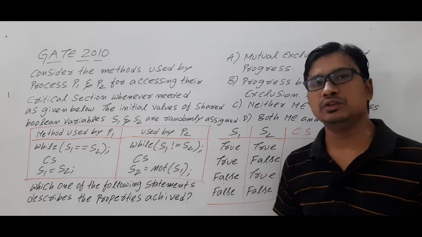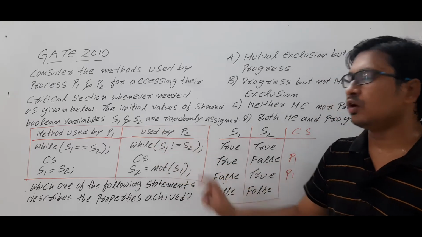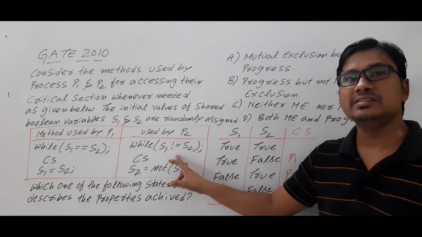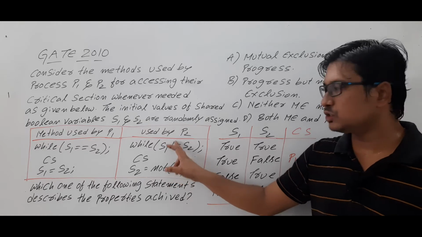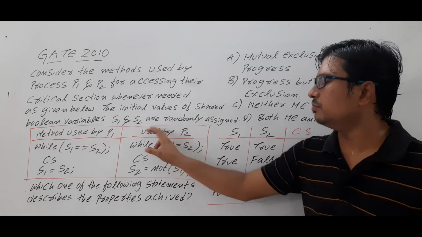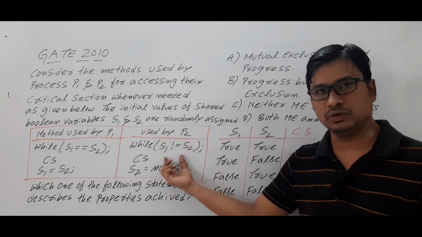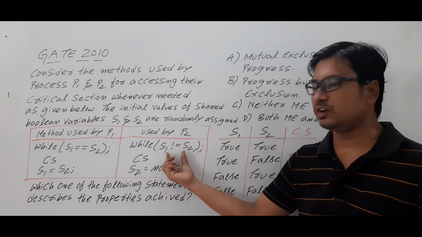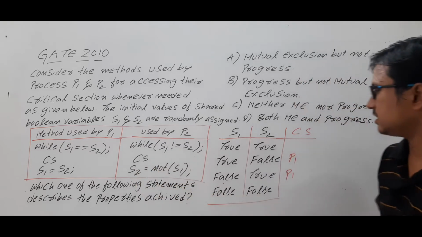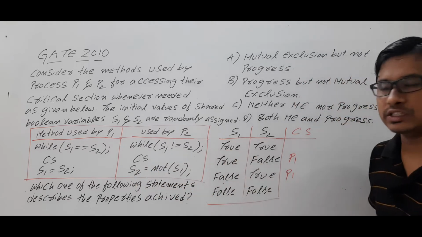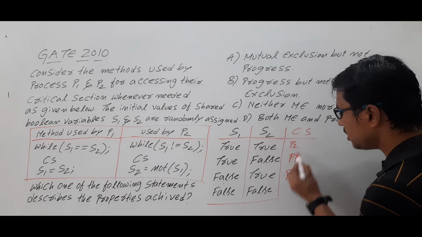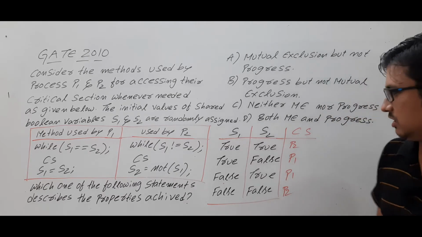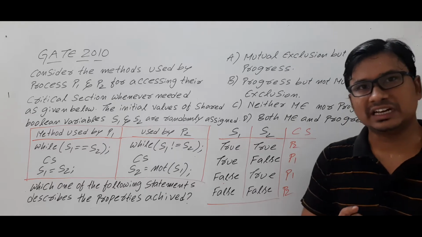Now look at the method used by the process P2. S1 not equal to S2. If S1 not equal to S2, then this condition will be true. If this condition is true, as there is a semicolon, it will keep on checking this condition only. But when S1 is equal to S2, then this condition is false, then it can enter into the critical section. So when S1 and S2 both are true or both are false, process P2 can enter into the critical section. Now look at the situation clearly.